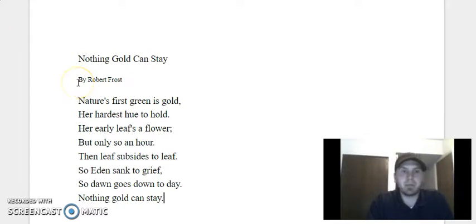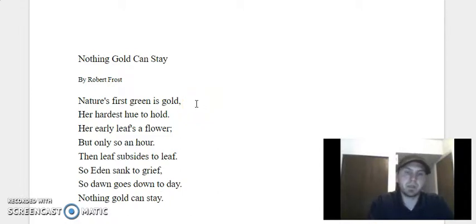Even before the first reading, we can look at the author, Robert Frost. Do we know anything about him? Have we read anything of his before? The title of the poem, Nothing Gold Can Stay. So we'll go ahead and do our first initial reading.